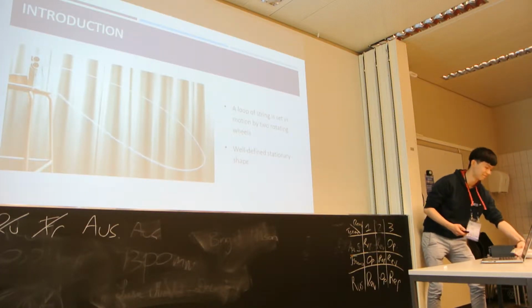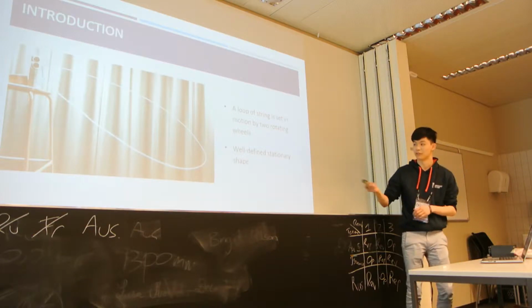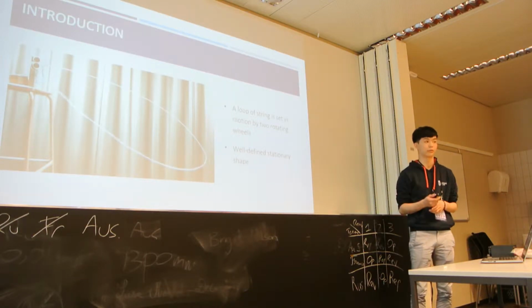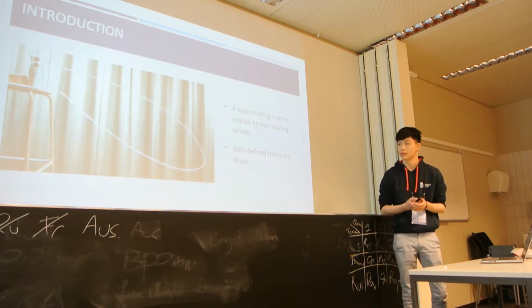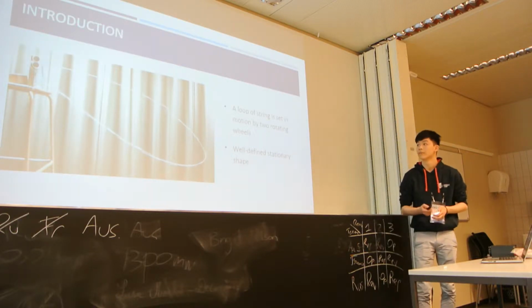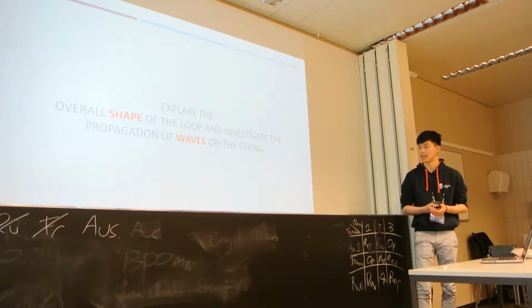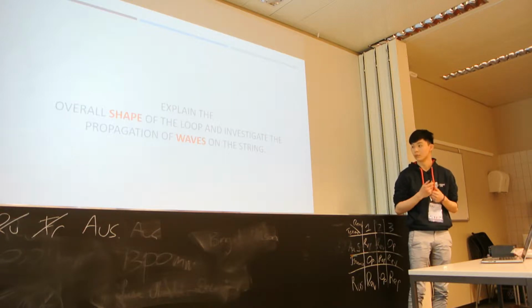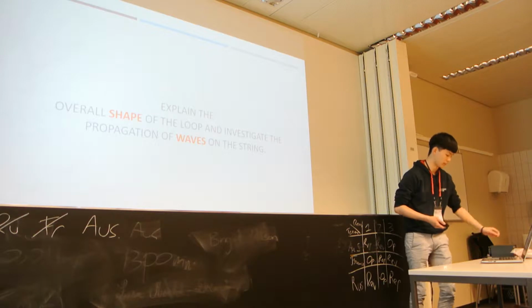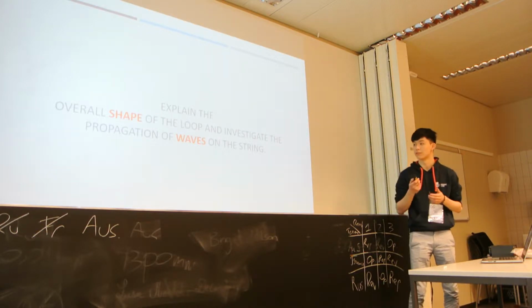You can see, as you saw for a brief time on the video, the string rises in the air and acquires a well-defined stationary shape. And if you tap on the string, you can see waves propagating. So the question that was asked by the IPT committee was to explain first the overall shape of the loop and then investigate the propagation of waves on the string. So there are two parts to the question. First, we'll answer the first part.